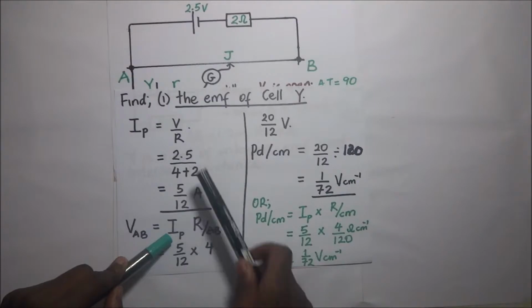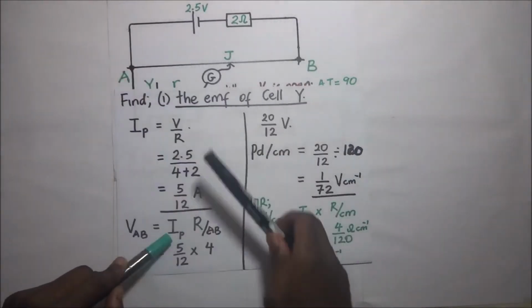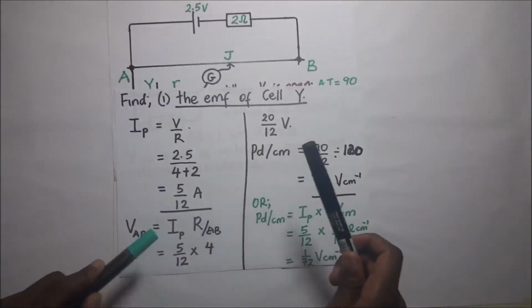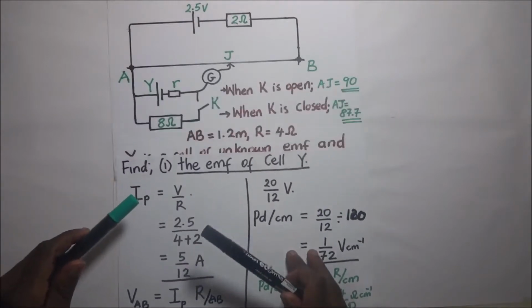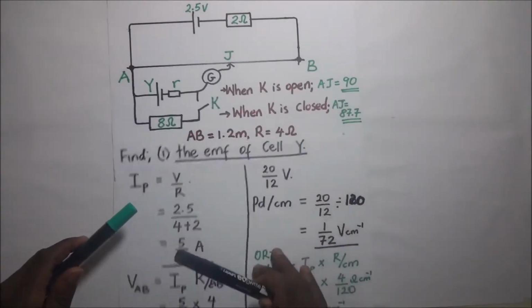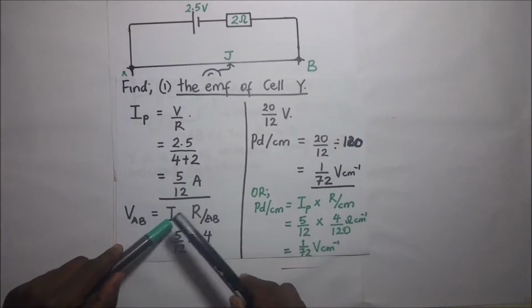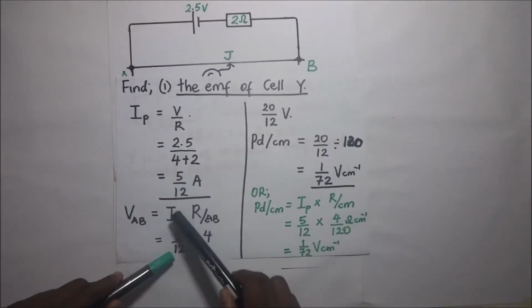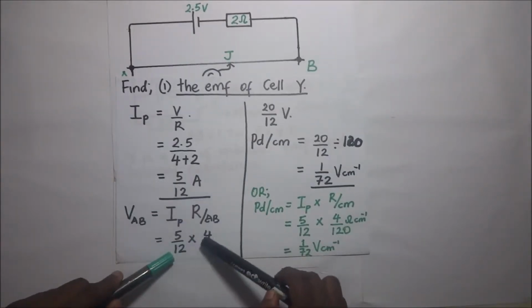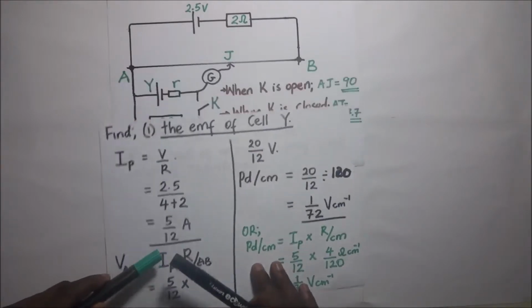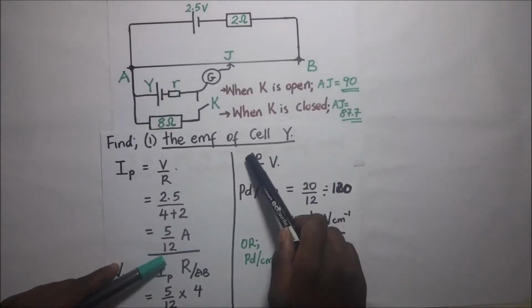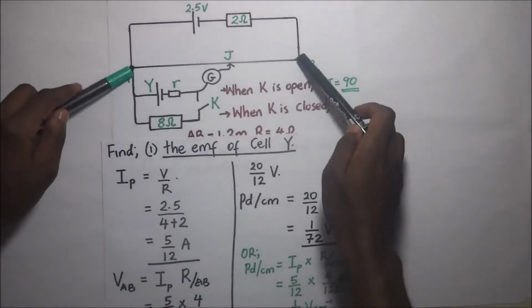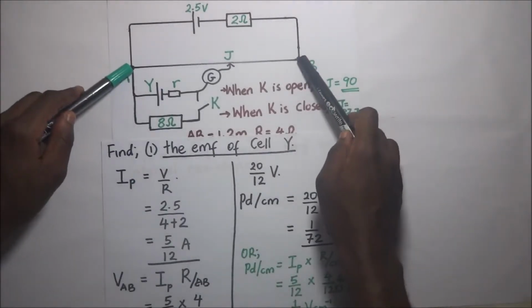Multiply that by the resistance of the wire AB. The resistance of the wire AB, according to our question, is 4 ohms. So it's going to be the current times the 4 ohms, which is 5 over 12 times the 4 ohms. When we multiply that, we get 20 over 12 volts. So 20 over 12 volts happens to be the potential difference across the entire wire.